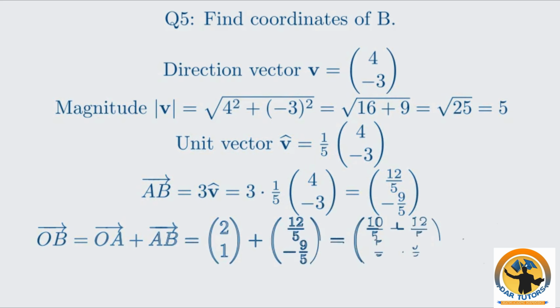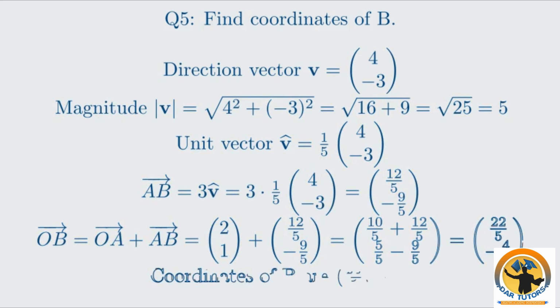To find the coordinates of B, we add this vector to the position vector of A, <2, 1>. This gives us <22/5, -4/5>.